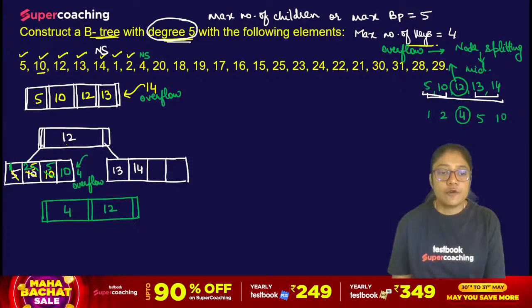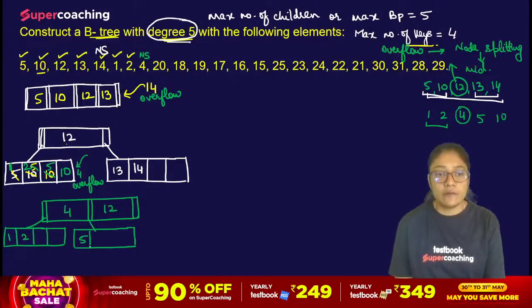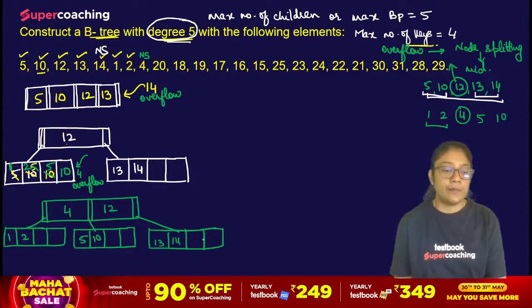Okay, so to the left of 4 we will be having the elements. To the left of 4, 1 and 2 are available, so here we'll take a node and elements 1 and 2 are there. 2 slots are empty. To the right of 4 and the left of 12, we have 5 and 10 available. 5 and 10, 2 slots are empty, and here to the right of 12, there will be no change. This is 13, 14 and empty. Is this clear?